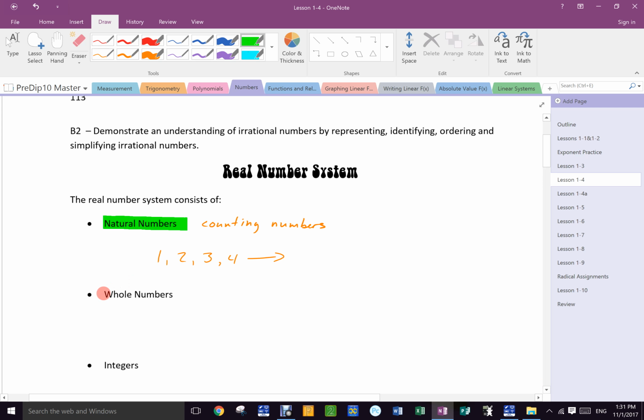The next one are the whole numbers. The whole numbers are the naturals plus 0. So it's 0, 1, 2, 3, 4, up. So 0 is not a natural number. No, 0 is not a natural number, because 0 didn't exist when we first started counting. 0 was invented by an Arabic and an Indian mathematician at very similar times.